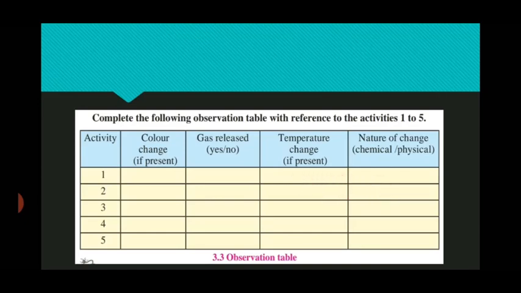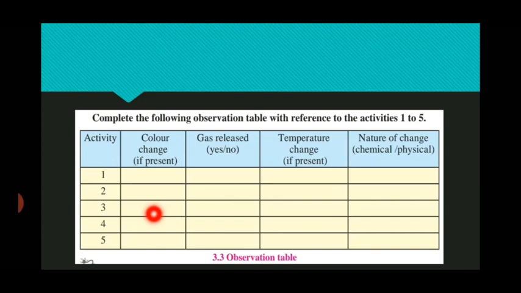Now come to the third activity. It is given, add potassium chromate solution to barium sulfate solution. So what do we observe from there? What is the color? Yellow color. And is gas released? No, gas is not released. What about the temperature? There is no change in the temperature. So which type of change? This one is a chemical change.